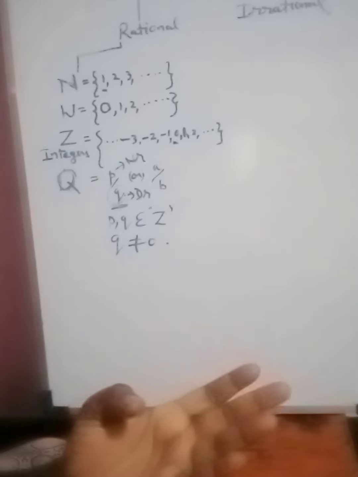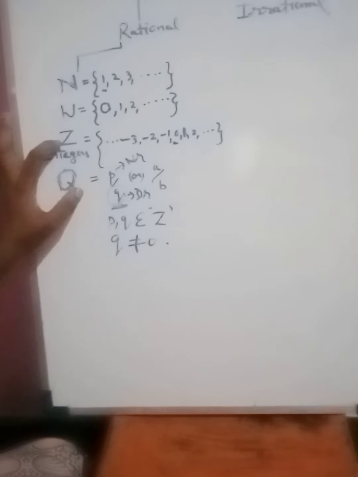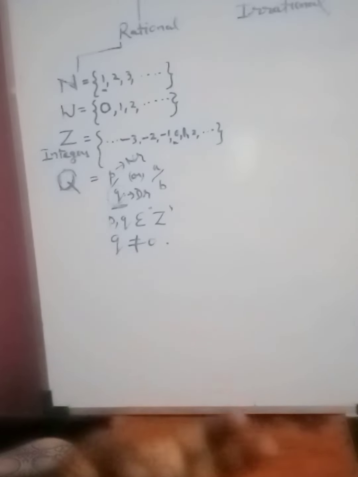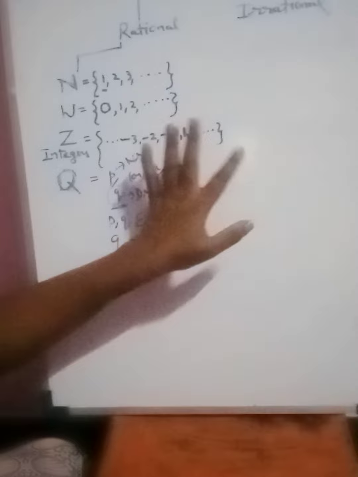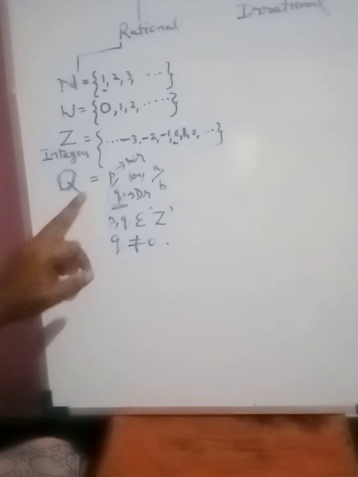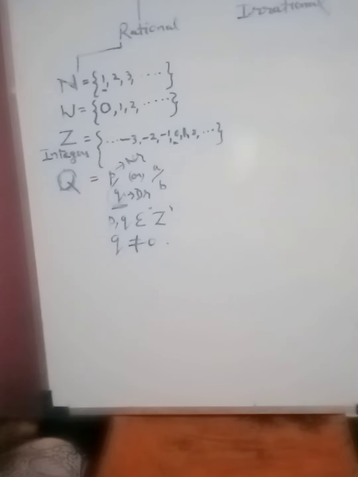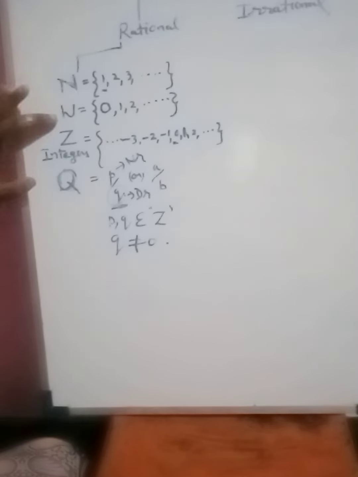What do rational numbers look like? They are in the P by Q form. P and Q are elements from the group of integers. They can be negative, 0 or positive, anything. P and Q are integers, but Q should not be 0. Q should not be 0. This is the definition of rational numbers. So rational numbers consist of natural numbers, whole numbers, integers and rational numbers.